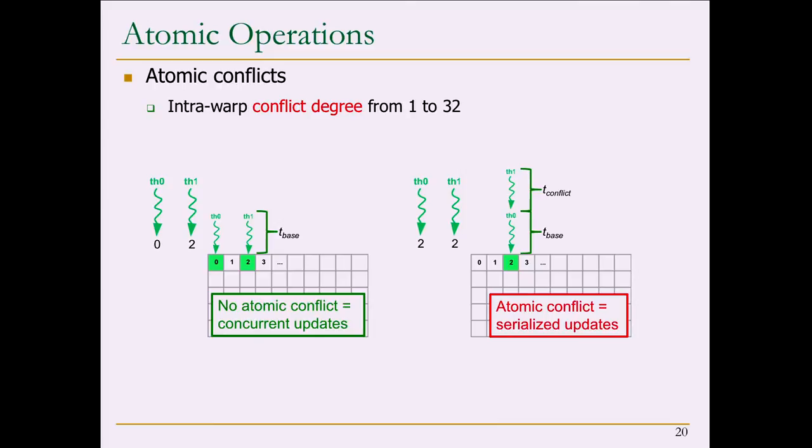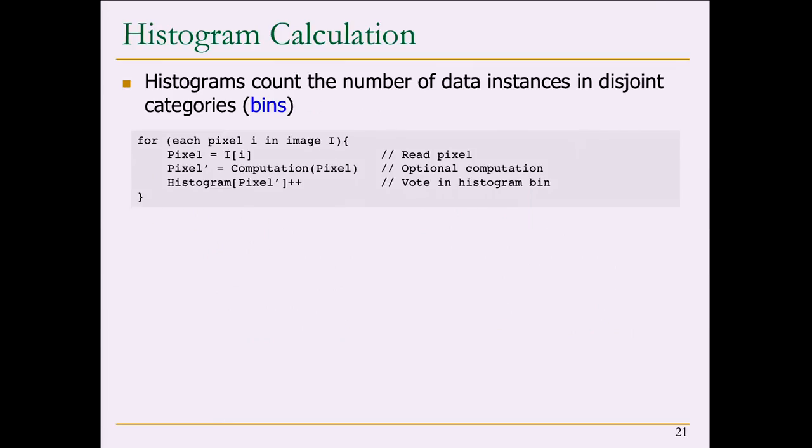Okay, so you see the difference between non-atomic conflict, concurrent updates, and atomic conflict, serialized updates. Let's see an example of how to use these atomic operations. The most representative example of the use of atomic operations on the GPU is the histogram calculation. You all are familiar with a histogram. You all know what a histogram is, right?